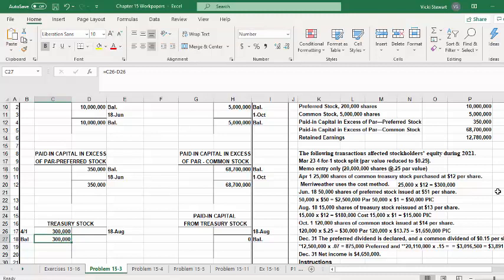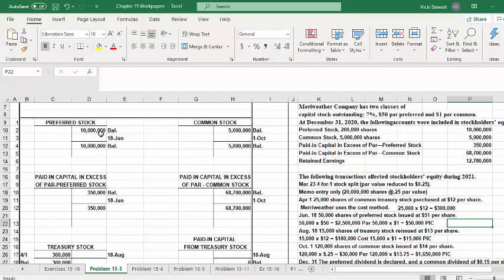The next item states that 50,000 shares of preferred stock were issued at $51 per share. So the par value of the preferred is $50. So we multiply 50,000 shares times $50 and we get $2,500,000 that would be credited to the preferred stock account. The excess is $1 per share, since the stock was issued at 51, times the 50,000 shares, or $50,000, would be posted to paid-in capital in excess of par of preferred stock.